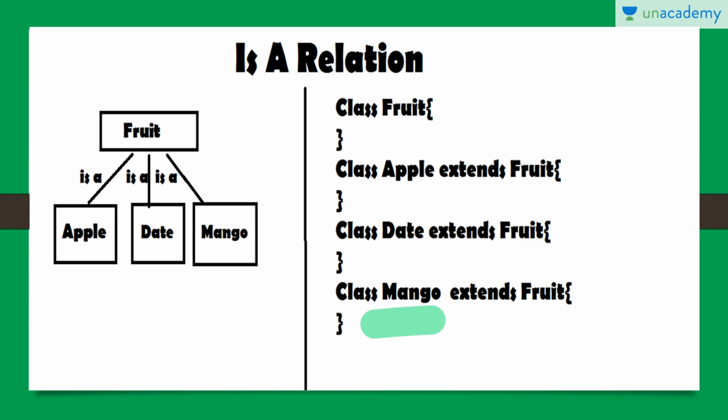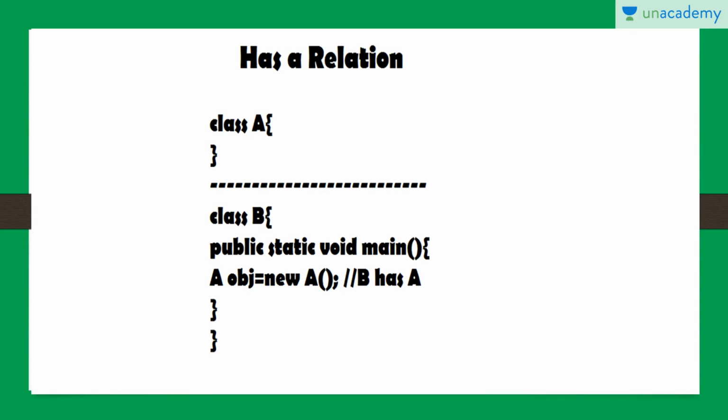Now let us see what a has-a relation is. A has-a relation is when a class is creating the object of another class inside it. It means that if we have class A and class B, and class B is trying to create the object of class A, they both will have a has-a relation. It means that B has A. Okay guys, this is all about the is-a relation and the has-a relation.